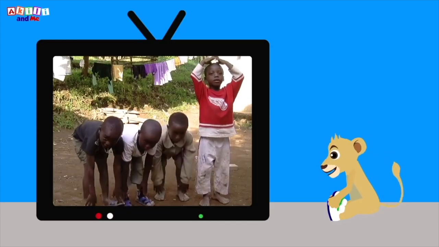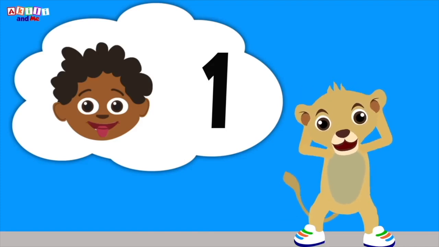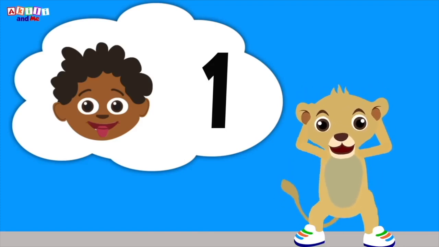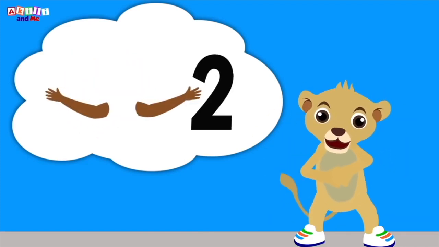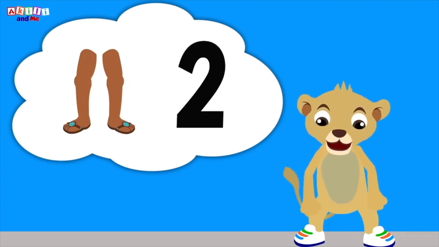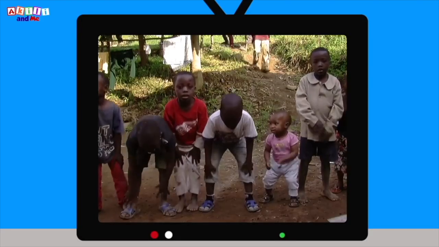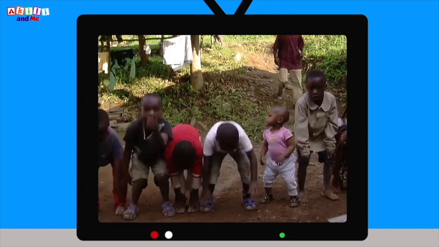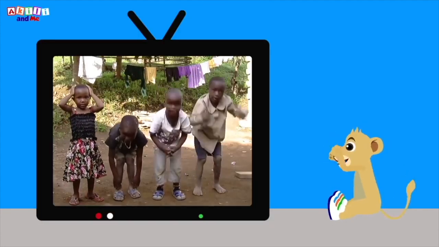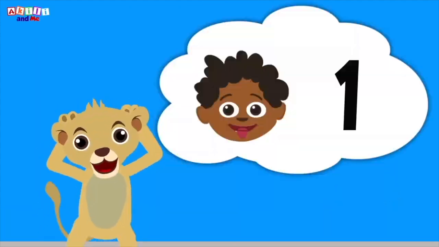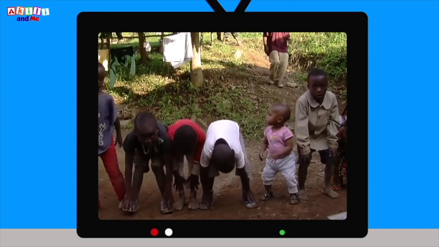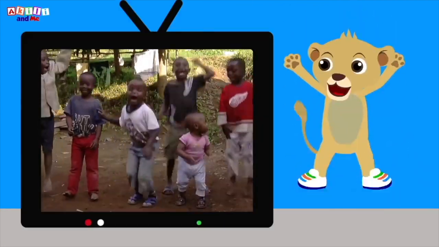Touch your toes. When I say touch your head, touch your head. When I say touch your arms, touch your arms. When I say touch your legs, touch your legs. When I say touch your toes, touch your toes. Touch your head, touch your head, touch your toes, touch your toes.